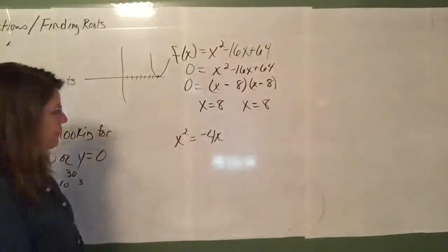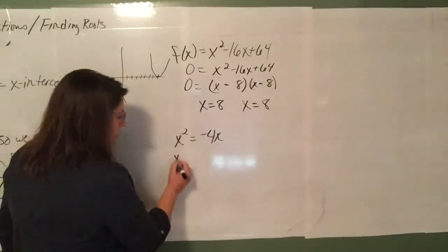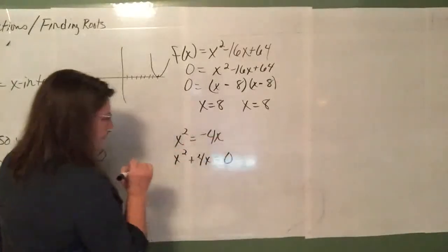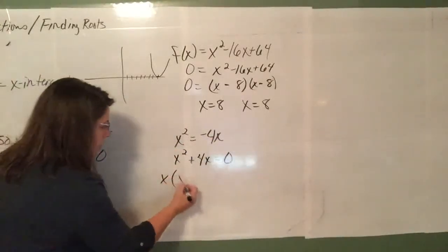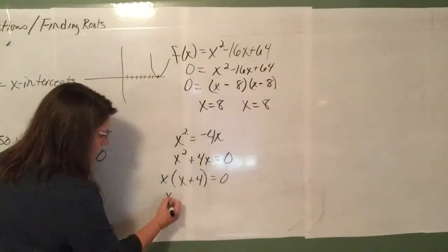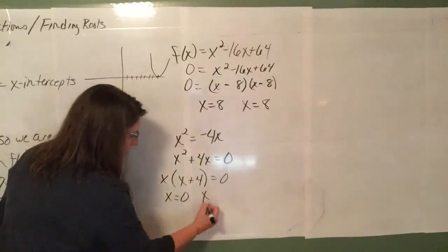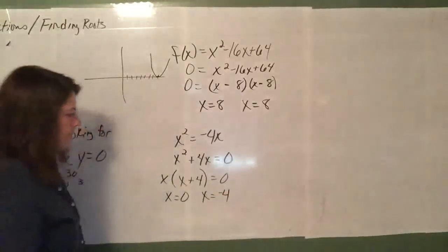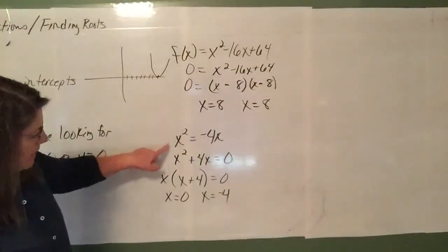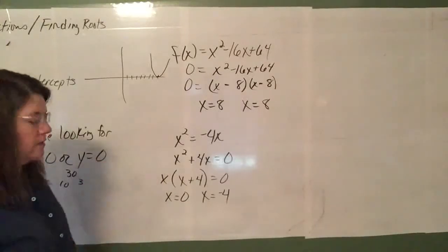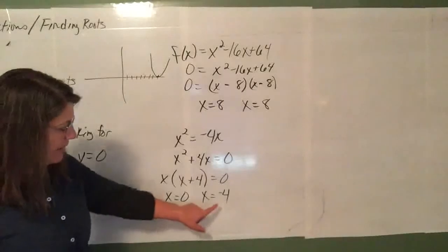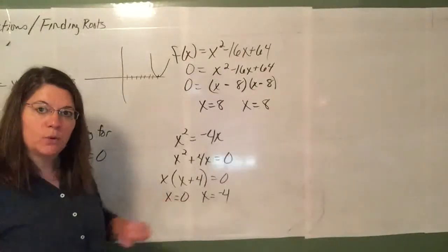For the next one, I'm going to get that equal to 0, so I'm going to move the 4x to the other side. To solve that, I'm going to take the x out and set each factor equal to 0. So those are my two roots. That means for this one, the x squared term was positive, so it's a parabola facing up, and it will cross the x-axis at 0 and at -4.